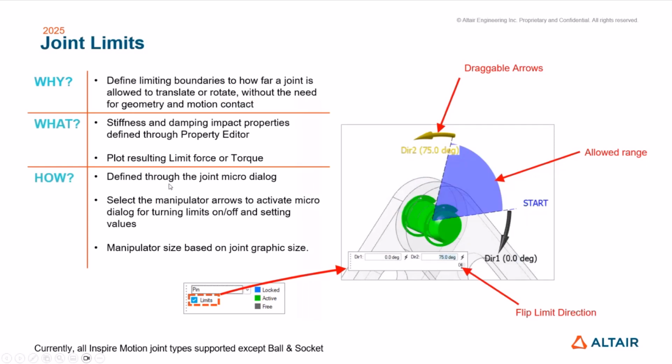Moving into 2025, we have joint limits. So basically, this applies to all joints today except ball and socket. And we can define the limit to how far a joint can translate or rotate. We can do this for both linear and rotational degrees of freedom.